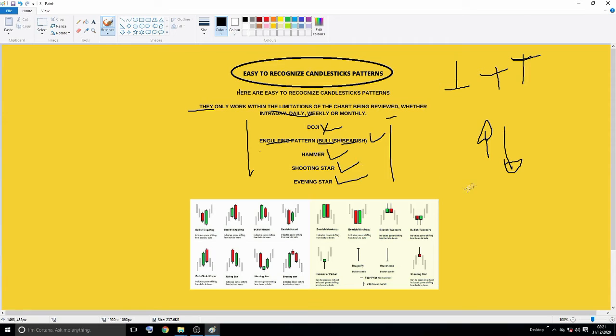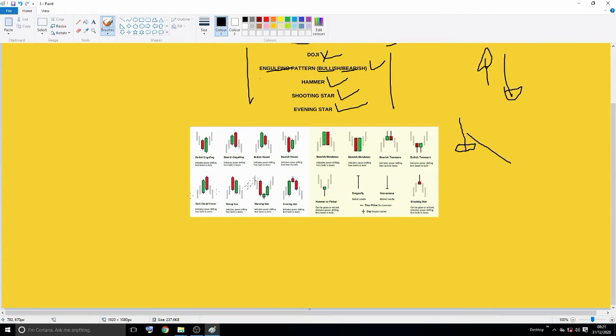And then the hammer, it can be like this, it's for bears. A shooting star, it's for the bulls, and then the evening star is for the bears. So these candlesticks can appear however they want. This one is the example of a bullish engulfing pattern.